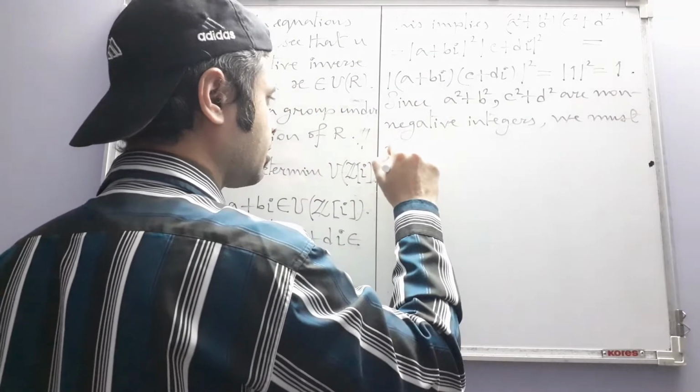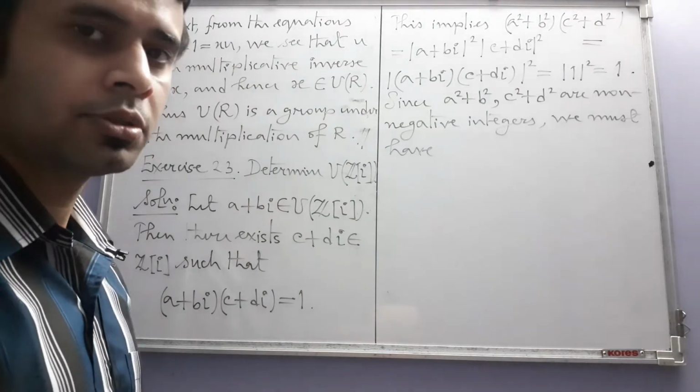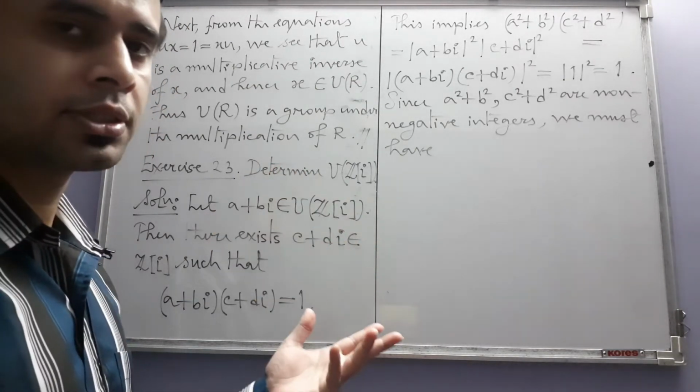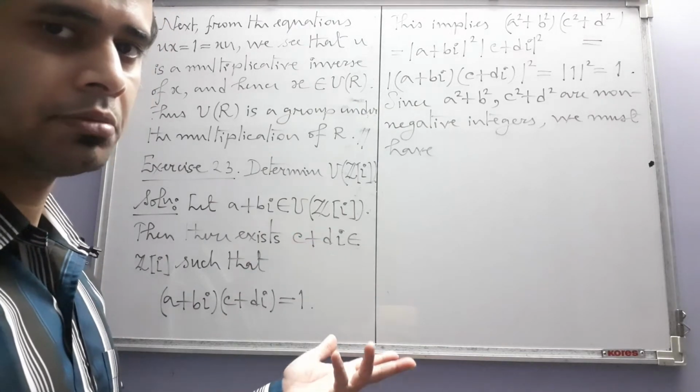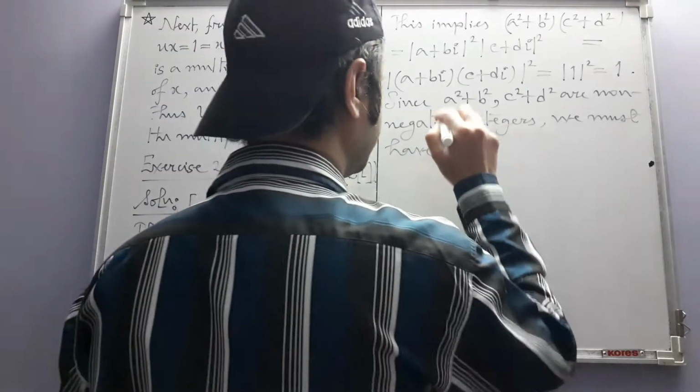So we must have, and their product is 1, so both of them have to be equal to 1. The only other possibility, that both of them are minus 1, is not there, because they cannot be negative.